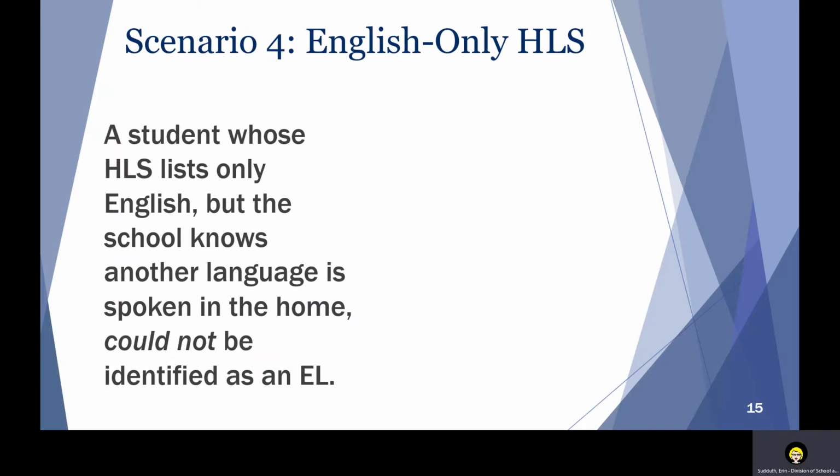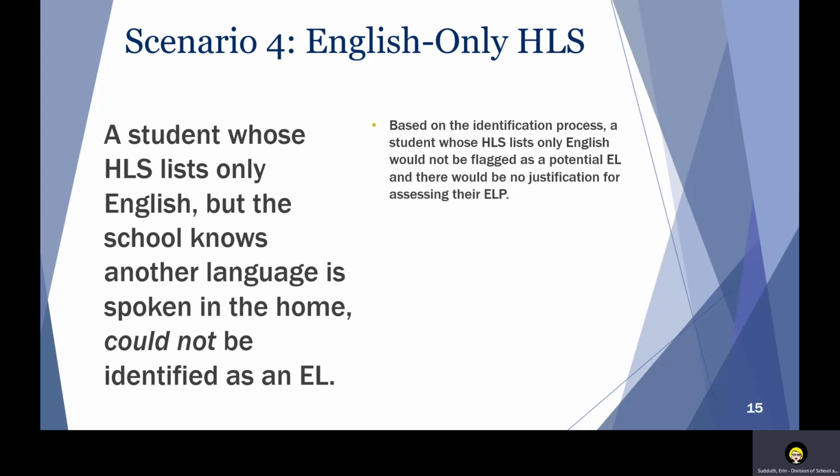In Scenario 4, a student whose HLS lists only English, but the school knows another language is spoken in the home, could not be identified as an EL. Based on Kentucky's identification process, a student whose HLS lists only English would not be flagged as a potential EL, and there would be no justification for assessing their English language proficiency.